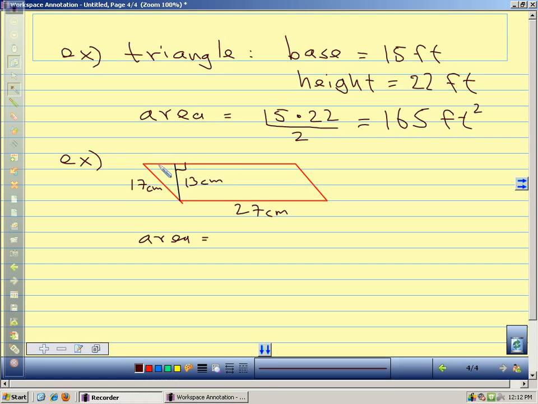It's perpendicular to one of the bases. Don't confuse it with the side length that's 17. So our area for a parallelogram, how do we find our area? 13 times 27, base times height. When we multiply that out, we get 351 centimeters squared. Always have square units with area. So a common mistake is to confuse this side with the height. So just be careful about that.